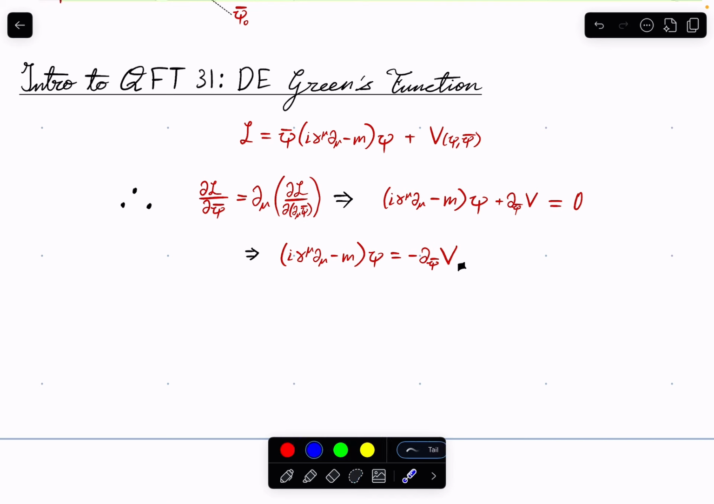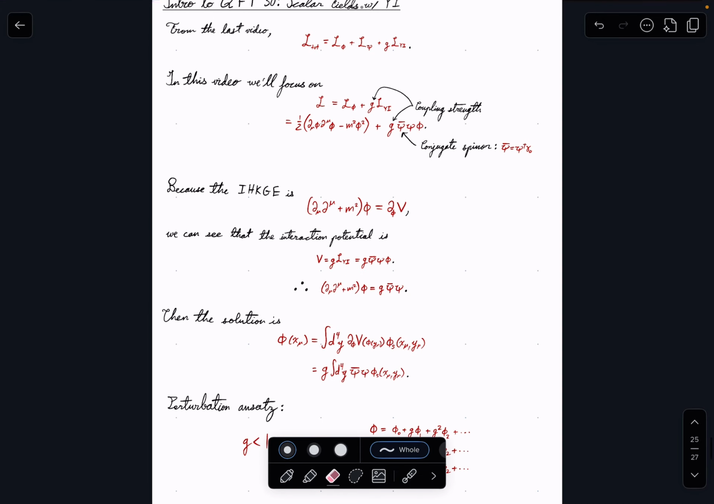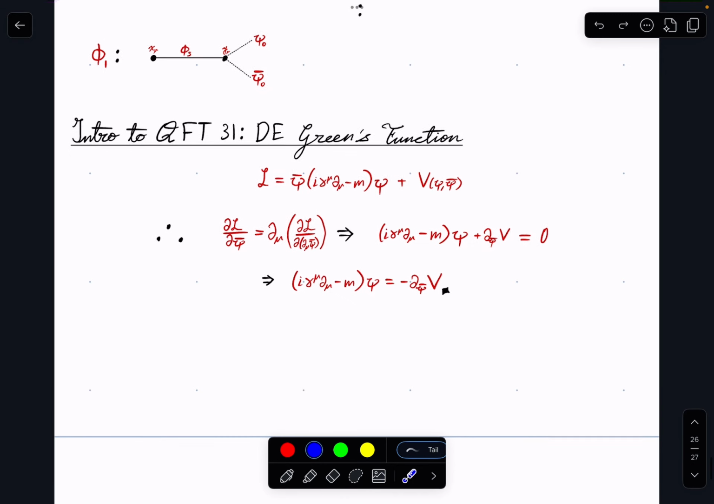So it looks remarkably similar to the form we had for the inhomogeneous Klein-Gordon equation. I believe, yeah, except here there's no minus sign. There's no minus sign here, but there's a minus sign here.